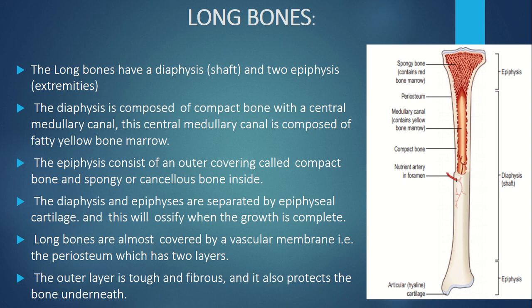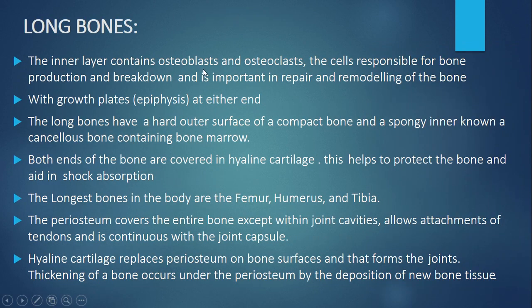But not all the time are we getting a fracture. The intensity of the hit matters. Because the outer layer of this periosteum is very tough and fibrous, it protects the bone underneath. The inner layer consists of osteoblasts and osteoclasts, the cells responsible for bone production and breakdown, and it is important in repair and remodeling of the bone.